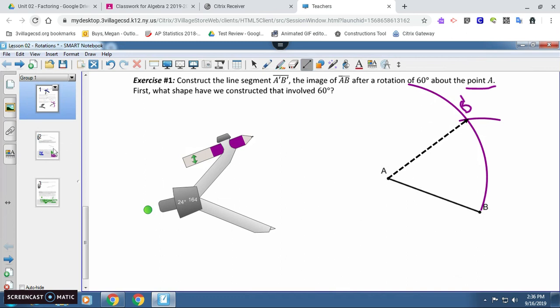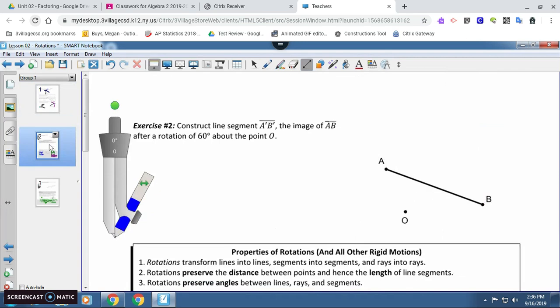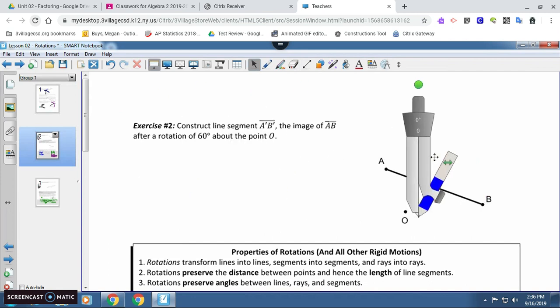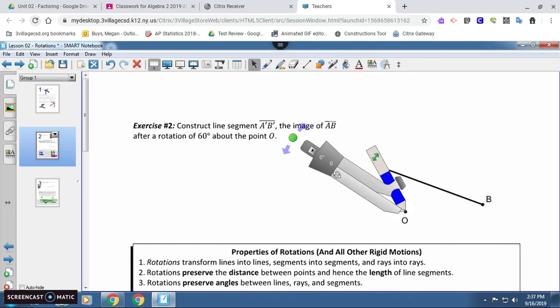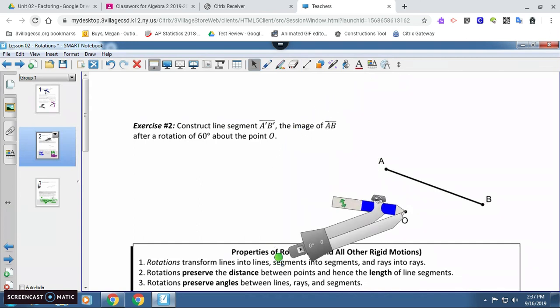Now, on the next page, we can go and do it again, but this time it's from point O. Now, this point is not on our line segment, so that means that O won't move, but A and B should. So when I go to do this construction now, it's important to always have the center piece start. So what I mean by that is your clear piece should always start at the center. And now I'm going to stretch out to A.